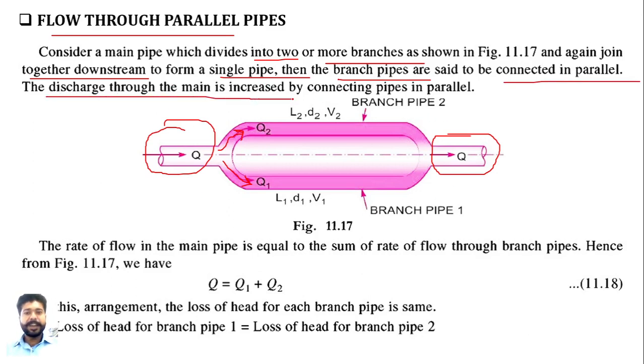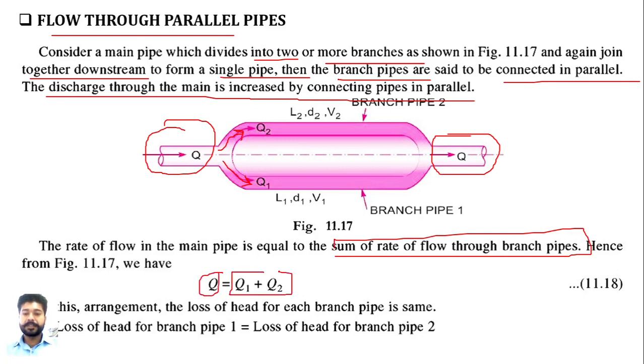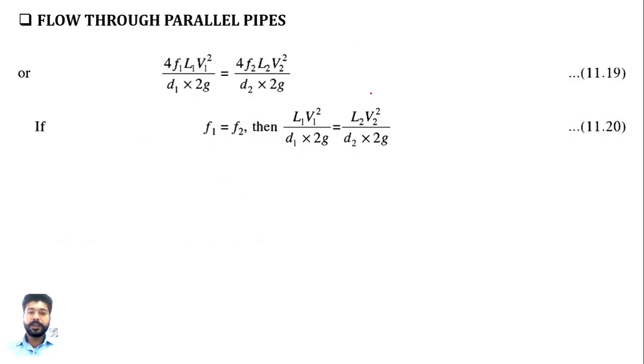The discharge through the main increases by connecting pipes in parallel. So the rate of flow in the main pipe equals the sum of the rates of flow through the branch pipes. As we know, the main discharge equals the summation of two discharges passing through two different pipes. In this arrangement, the loss of head for each branch pipe is the same. So the loss of head for branch pipe 1 equals the loss of head for branch pipe 2.